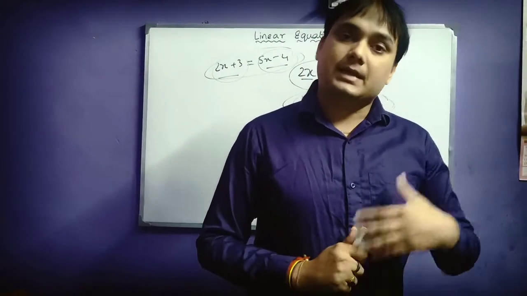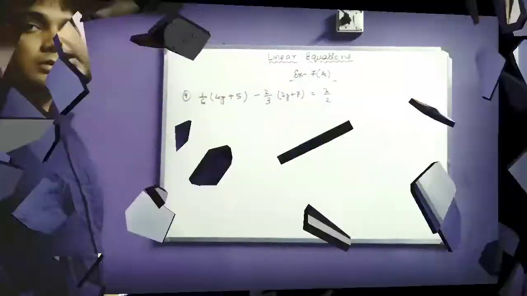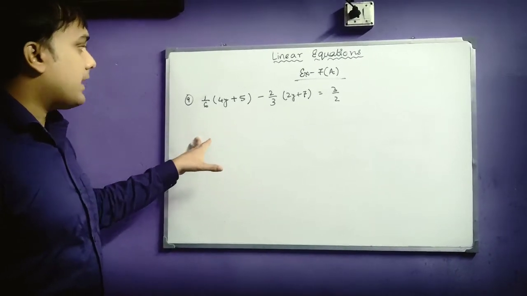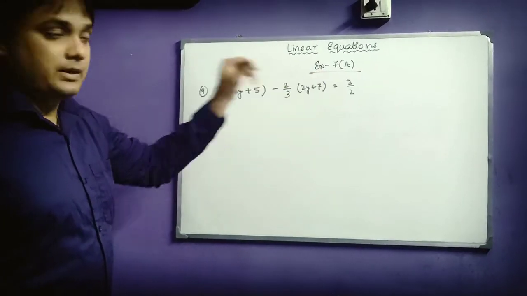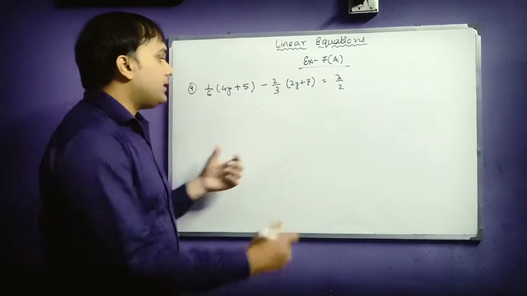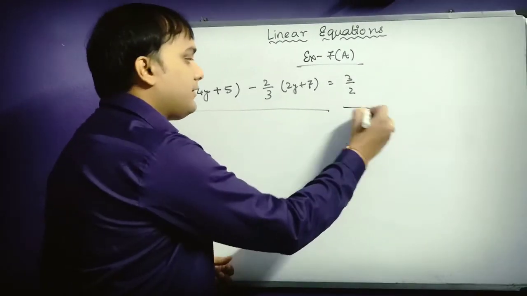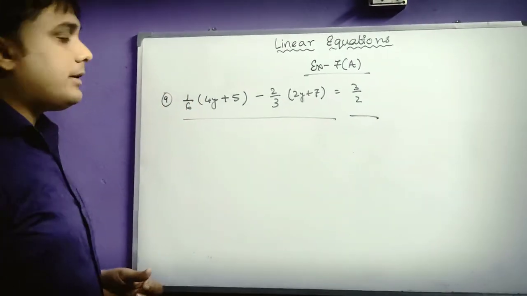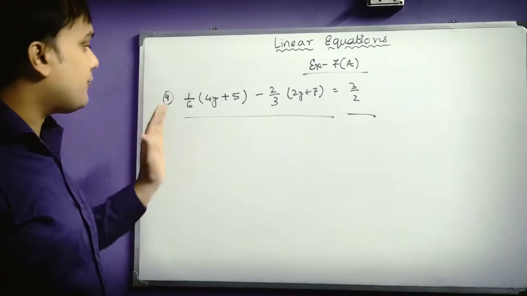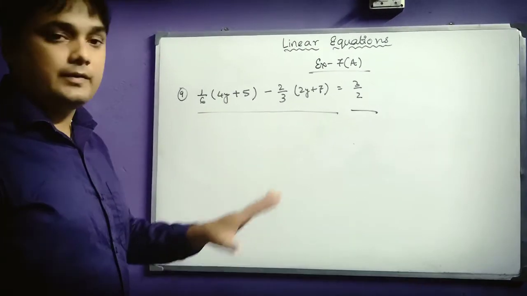So students, let us understand one by one so that you can solve any question in this chapter very nicely. You can see I have taken question number 9 from your first exercise 7A. As you can see here, we have two parts: one is the left hand side, this one, and the second part is the right hand side, 3 by 2. Here only one variable is there, which is y, and we have to find the exact value of y after solving this equation.